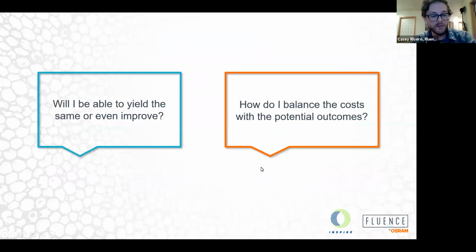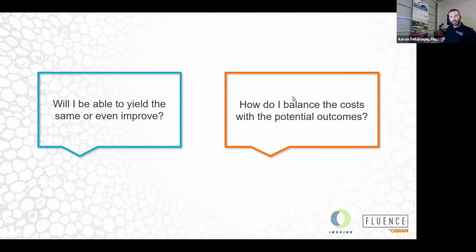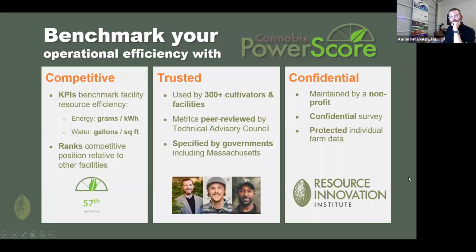So let's see. Every grower is always thinking about these two very important decisions. First decision is essentially, will I be able to yield the same or even improve on my yield, right? And the second question or consideration is the potential outcomes. This should be a question going through our minds continually when we're discussing a retrofit with our partners. It is a way to understand how effective your system is comparatively to other systems around the country.